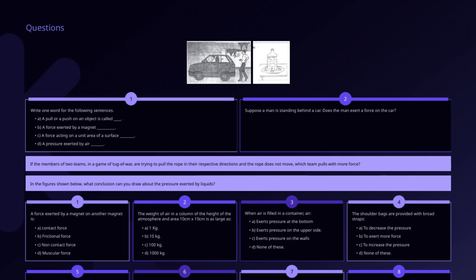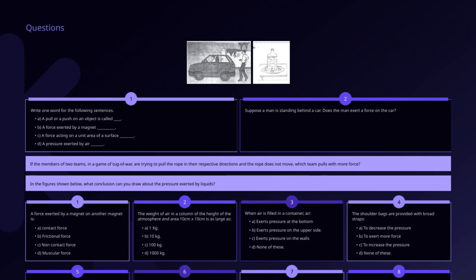In liquids, the pressure exerted at different points depends on depth and density. Deeper points experience higher pressure. During a game of tug-of-war, if the rope doesn't move, it means both teams are pulling with equal force.